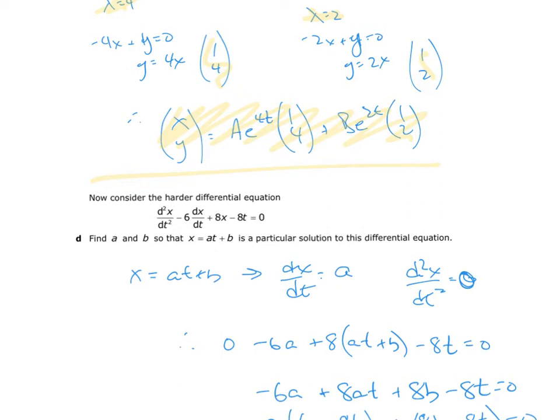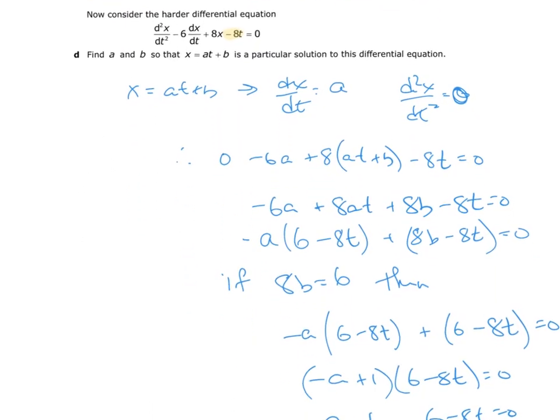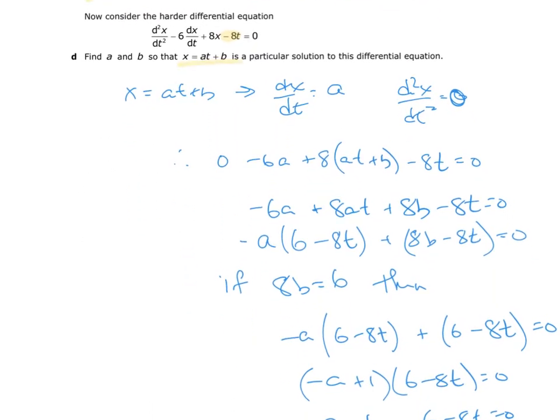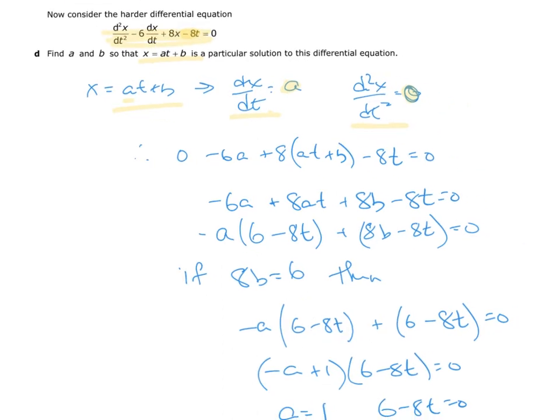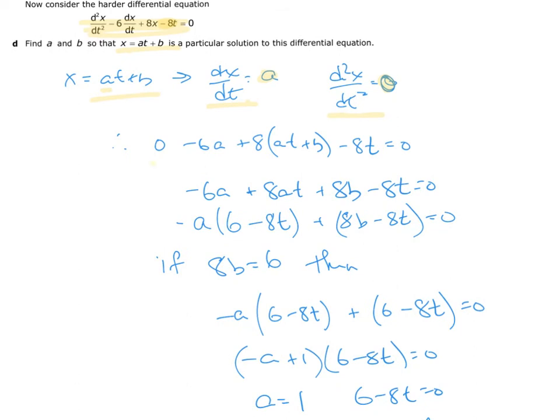Then it says, now consider this harder differential equation. It's almost the same, except now we have minus 8t. And this algebra gets messy. We start off with our x. We take the first derivative, and we get a, because it's a function of t, and the b goes away, and we're only left with the a. This is a constant, and when we take the second derivative, that ends up being 0. When we take the first derivative and the second derivative of x and plug them into this equation here, we end up with this blurb here.